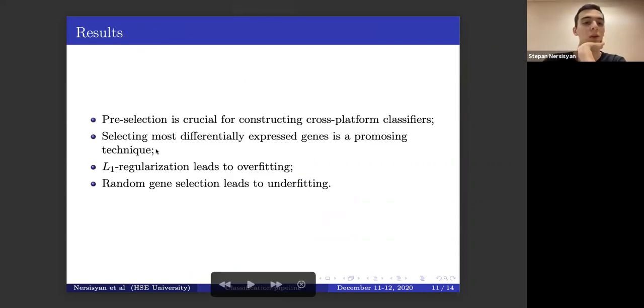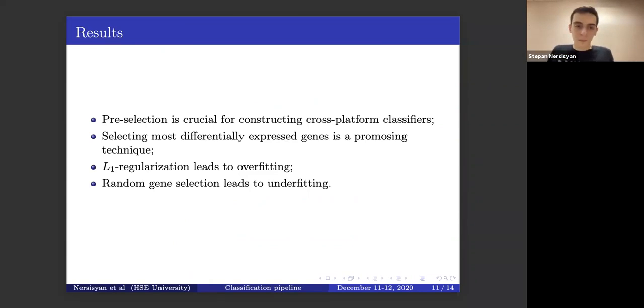So our results include the following points. First, pre-selection is very important because it allows constructing of cross-platform classifiers. Then we observed that selecting most differential expressed genes is the best technique for feature selection. L1 regularized models were highly overfitted, and random gene selections led to higher rate of underfitting.